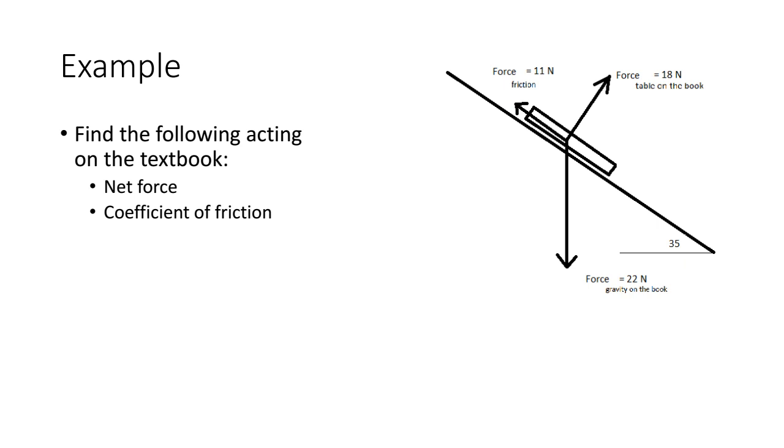Here's a diagram of a textbook resting on an inclined plane. We're going to find the following acting on the textbook: the net force and the coefficient of friction. Since this object is not levitating or sinking to the table, we know that the force normal upwards is going to be equal to this side of the triangle downwards. And due to our geometry principles, we know that this angle of incline is equal to this angle right here. Since we know that these two are equal and opposite, in order to find the net force, we're going to have to compare this downwards force to this backwards force of friction.